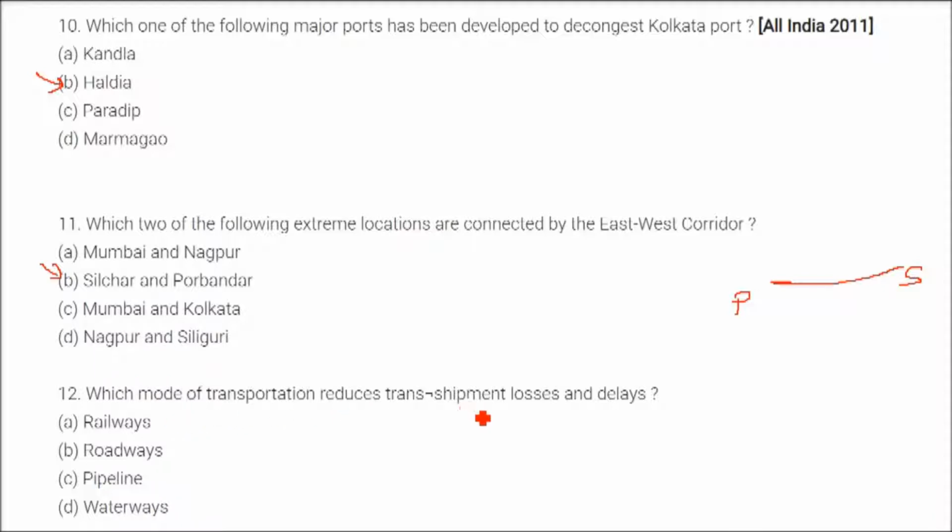Which mode of transportation reduces transshipment losses and delays? The answer is C. We can write it as railways also, but the better answer would be the pipeline, because there is no transshipment loss anywhere in between. So we'll go with pipeline.